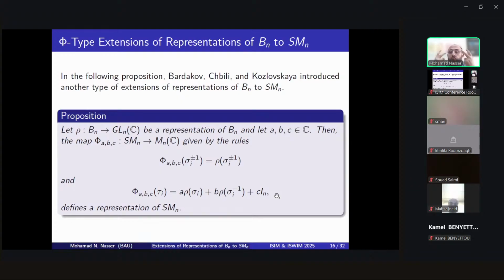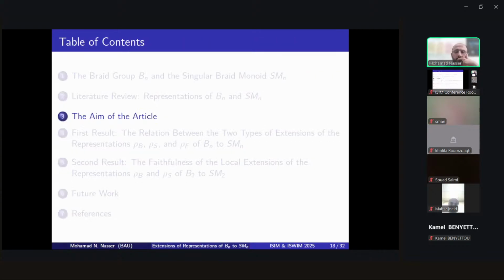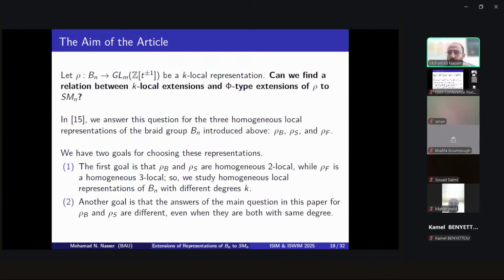So we now have 2 types of extension. It's a problem to discuss: how many ways can we extend, and what are the extensions? Now the aim of the article. This is the aim: can we find a relation between these 2 types of extensions? If I have a representation of the braid group and I want to extend this representation to the singular braid monoid, can I have a relation between the types of extensions?